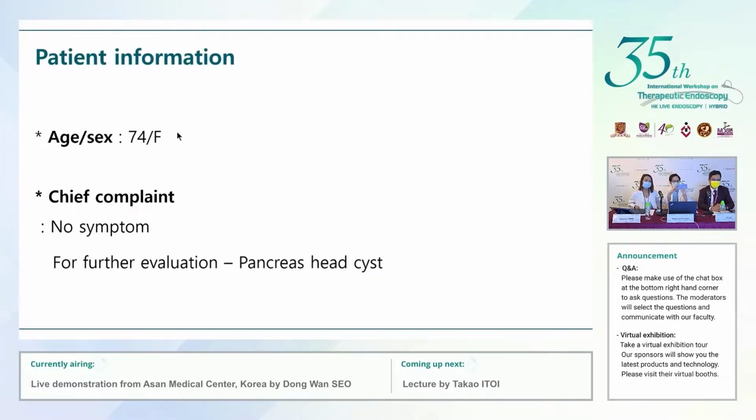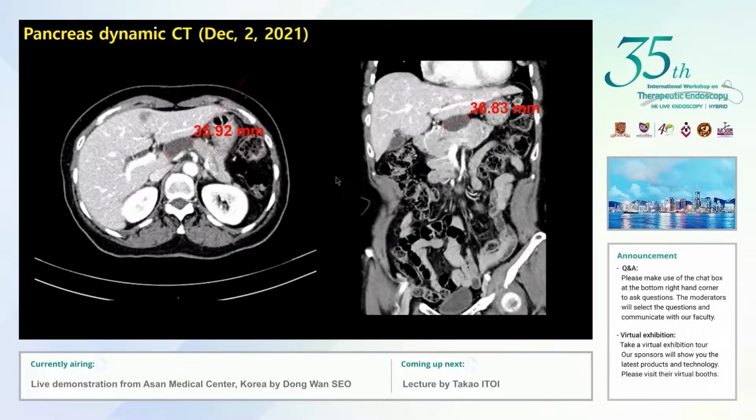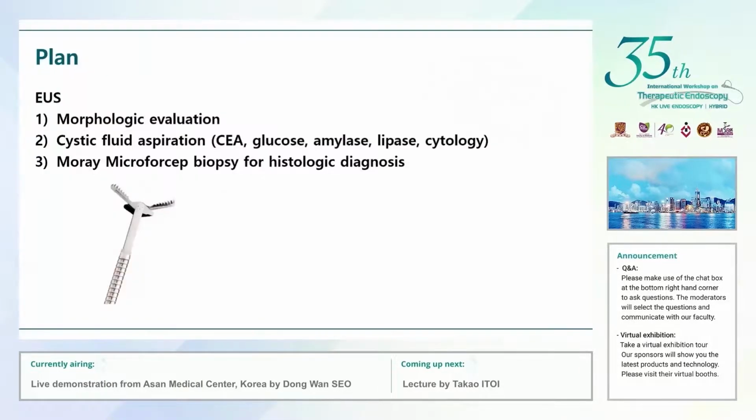A 74-year-old female patient came to our clinic for evaluation of a pancreatic cyst. She had known the pancreatic cyst from a routine checkup 8 months ago. The follow-up contrast-enhanced computed tomography a week ago showed a 1 centimeter increase. Today, endoscopic ultrasound exam is planned for morphologic evaluation, cystic fluid aspiration, and Moray microforceps biopsy for histologic diagnosis.